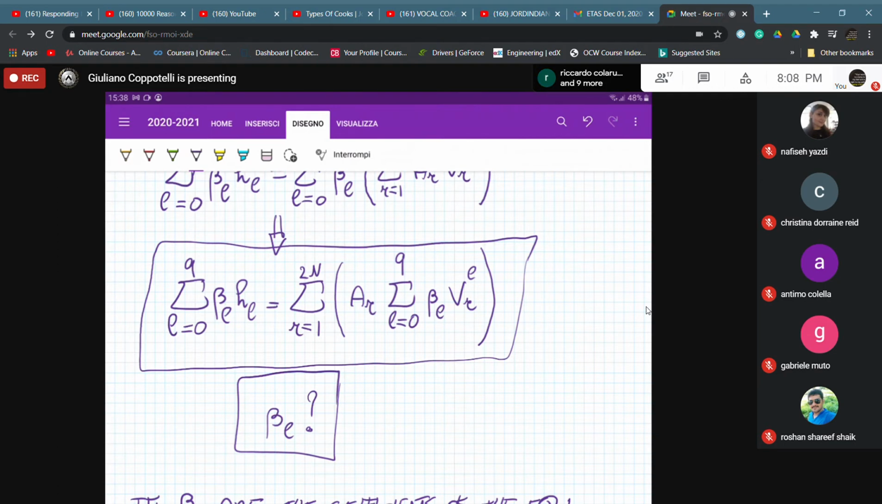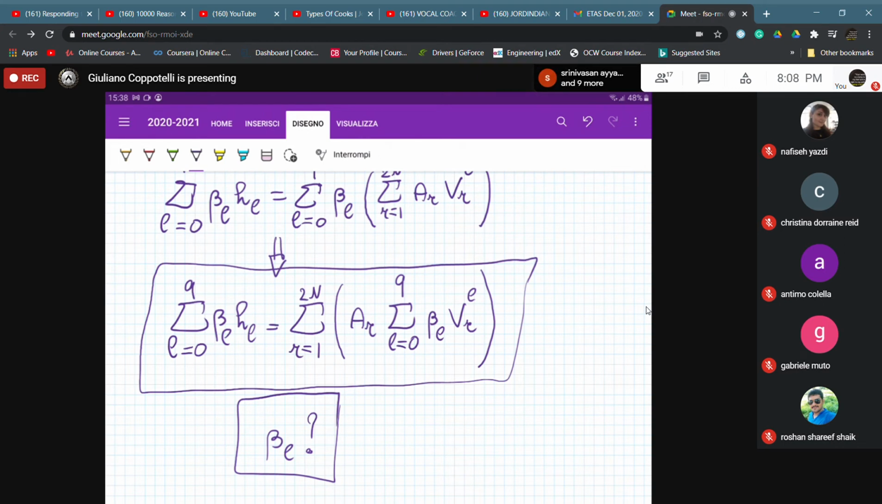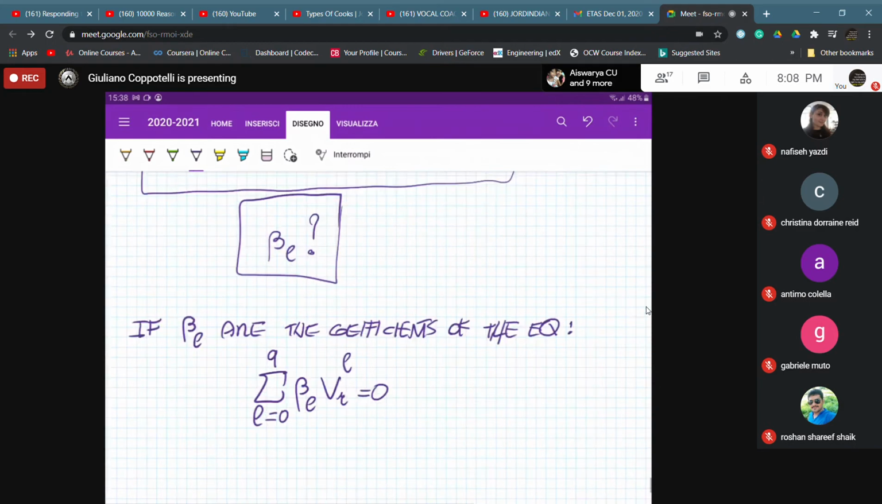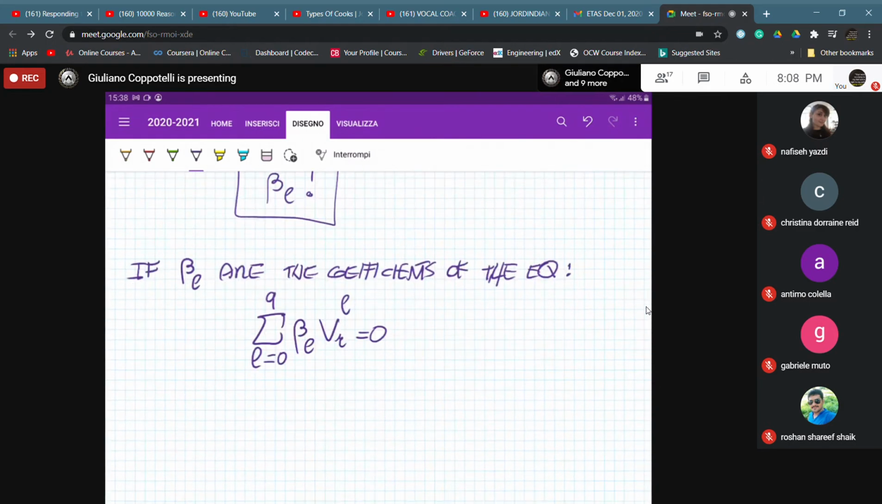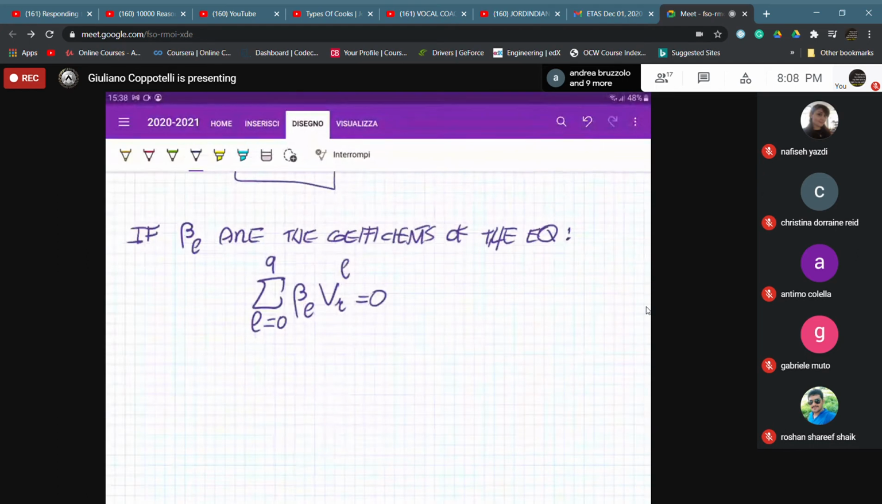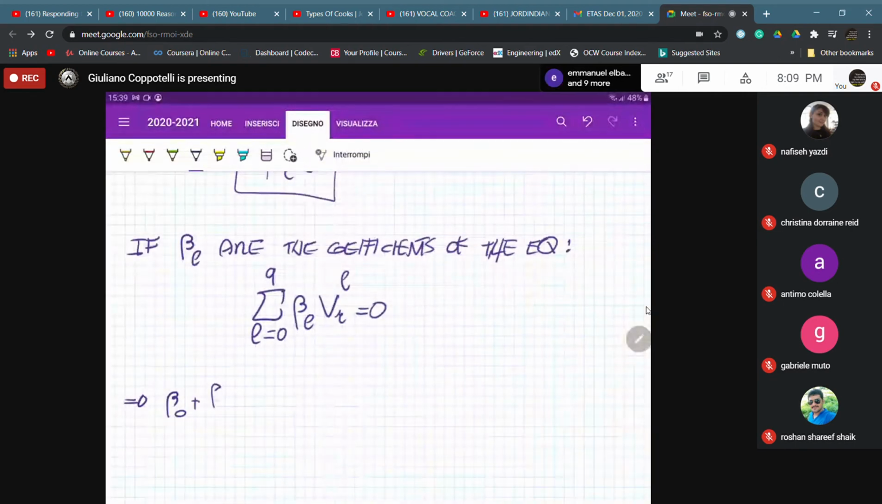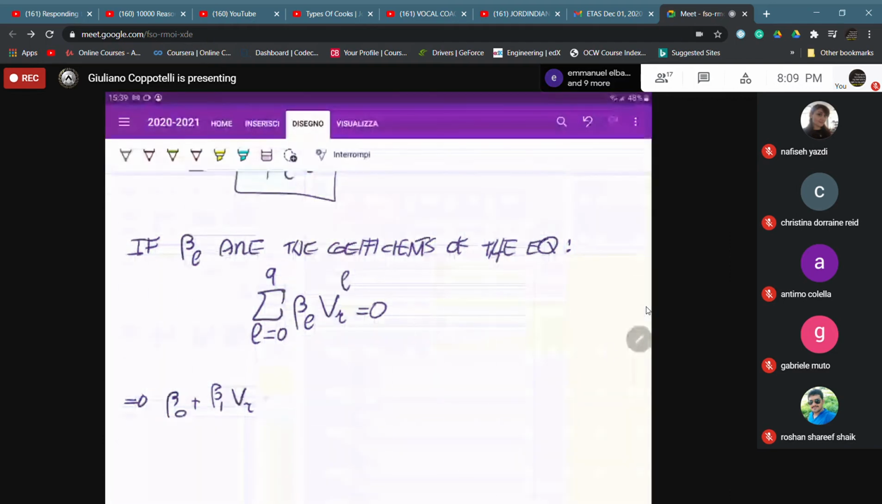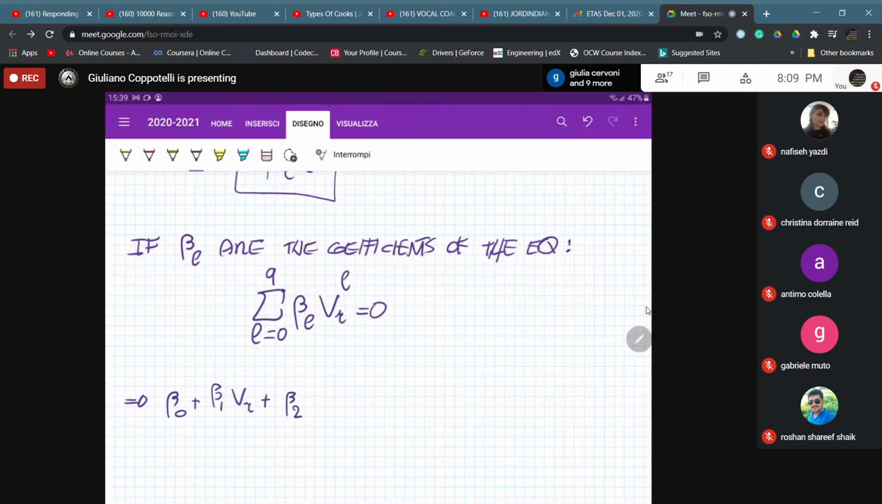And because of that, we end up with that equation that you can see now on the screen between the rectangle, okay? So now, if we are assuming that the coefficients beta are the coefficients of that equation, maybe we can have some advantages, and indeed we will have. Now I'm showing why. By the way, if the beta L's are the coefficients of that equation, then we can rewrite that equation as beta 0 plus beta 1 V_R plus beta 2 V_R squared plus, to the very end, beta Q V_R to the power of Q, and that is equal to 0.